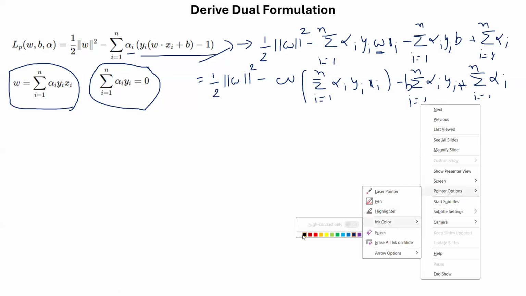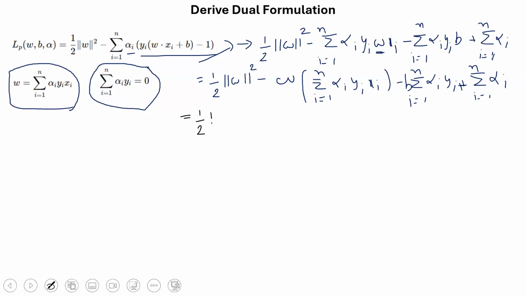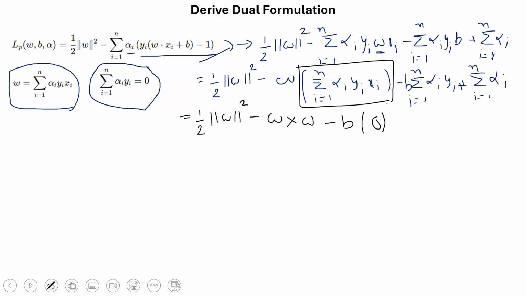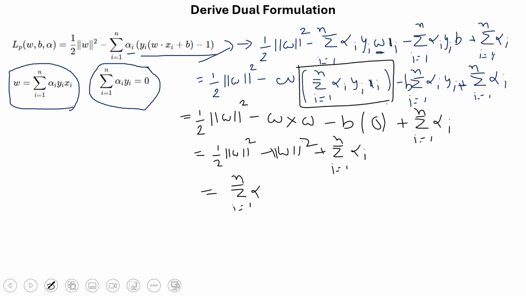Now if you carefully observe these things, again I'm writing this as 1 by 2 modulus of W square, minus W into, look at this, this is equal to W, right? W is nothing but sigma i = 1 to n alpha i yi xi. So I'm converting this to W, minus b into sigma i = 1 to n alpha i yi, which is equal to 0 from this. So I'm turning this down to 0, plus sigma i = 1 to n alpha i. Now again this becomes 1 by 2 modulus of W square. W into W will become W square, plus sigma i = 1 to n alpha i. So I can rewrite this as sigma i = 1 to n alpha i minus 1 by 2 modulus of W square.